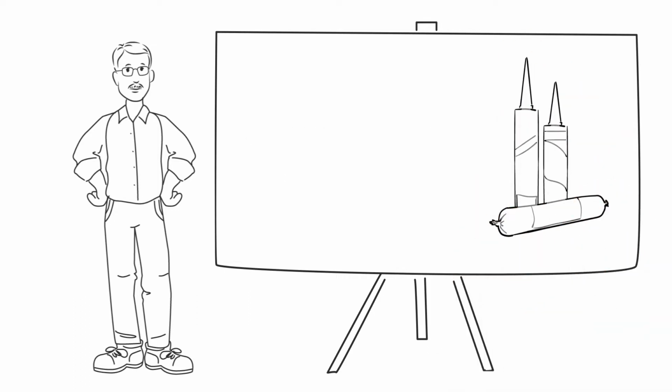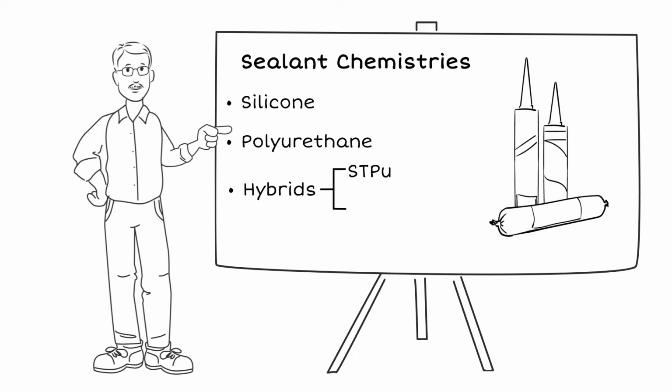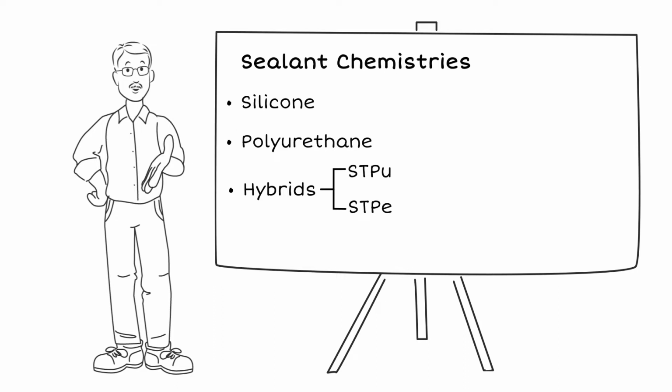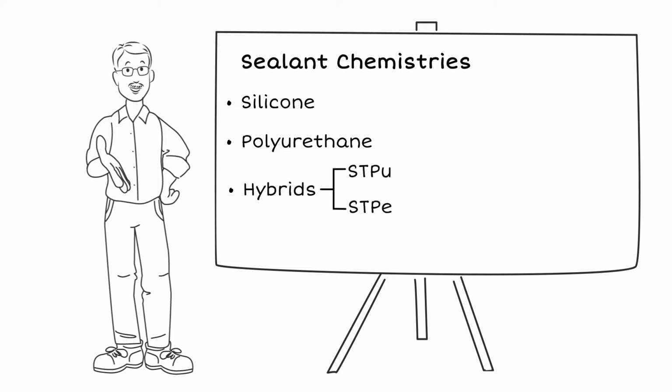Now that we've established the difference between caulk, joint fillers, and sealants, let's dig deeper into sealant chemistry. There are 4 major chemistries: silicone, polyurethane, and the hybrids, STPU and STPE. The former stands for silyl-terminated polyurethane, and the latter for silyl-terminated polyether. While they are all sealants, they are not equals. Like we explored with caulks and joint fillers, each chemistry has unique advantages and limitations that make sealants of that type more suited for some applications than others.